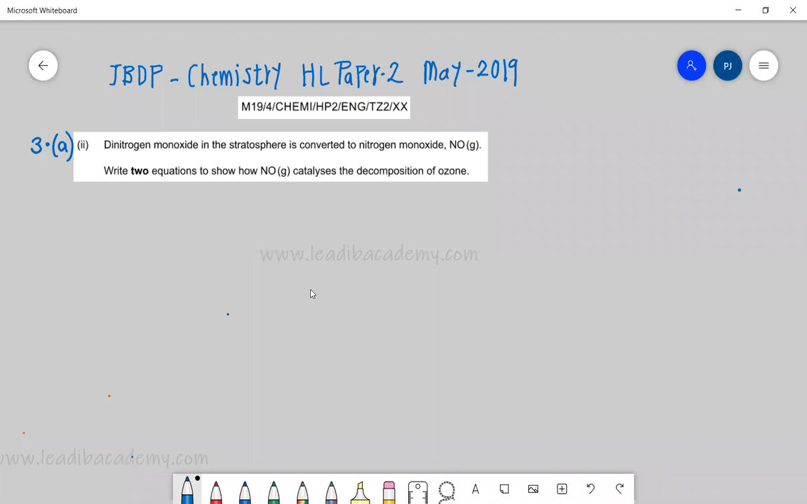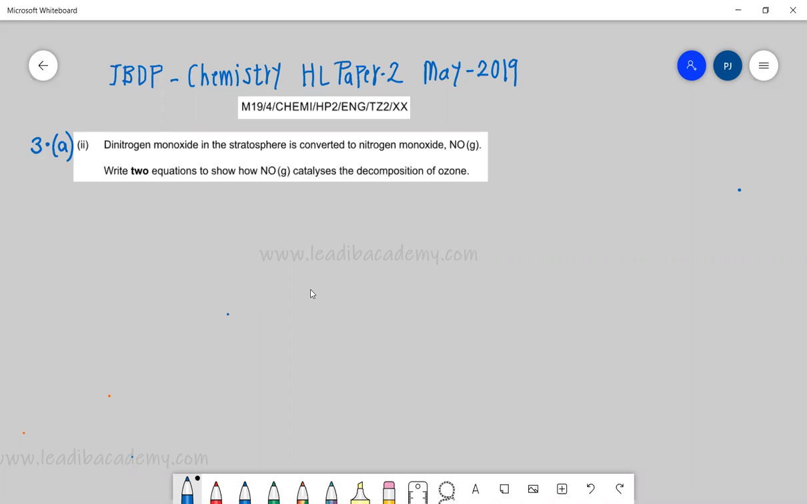Let's look into question number 3A2. Dinitrogen monoxide in the stratosphere is converted into nitrogen monoxide gas. Write two equations to show NO gas catalyzes the decomposition of ozone.